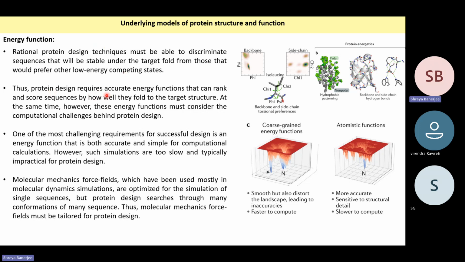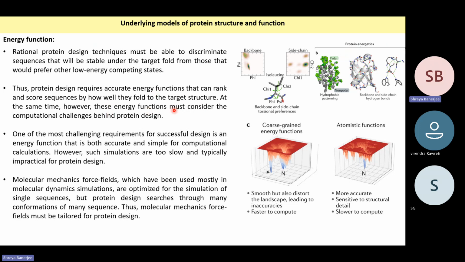So protein design requires accurate energy functions that can rank and score sequences by how they fold into the target structure. That is a very important role of the energy function: using it, we can predict that suppose one sequence has a 98% chance of folding into the target structure and another protein has just a 42% chance. Obviously the 98% chance is the better design, because in 98% of the cases it will fold into the structure we want.